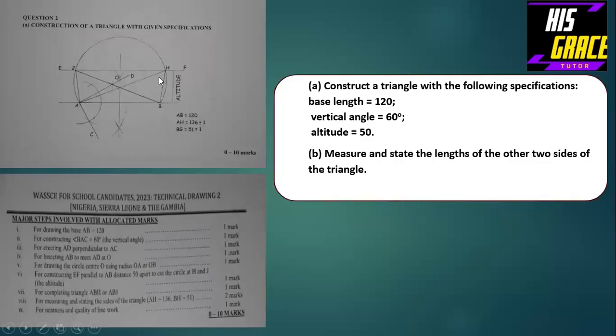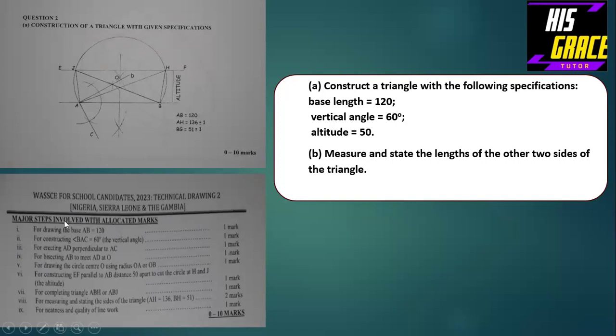This is the marking guide. Then we have the marks awarded to each step taken. And this is the question. We have: construct a triangle with the following specifications. Base length is 120, vertical angle is 60 degrees, and altitude is 50 millimeters. Then we are asked to measure and state the length of the other two sides of the triangle.